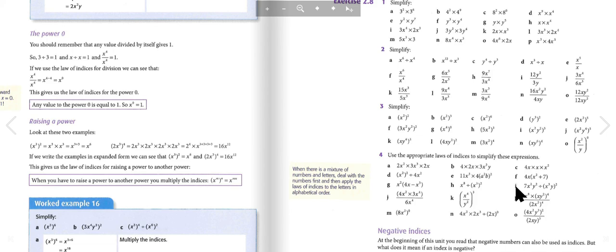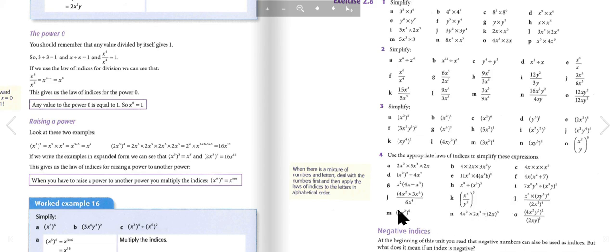7x squared y squared divided by x cubed y squared. 4x squared times 3x to the power of 4 divided by 6x to the power of 4. x to the power of 4 divided by (y squared) cubed. x to the power of 8 times (xy squared) to the power of 4 over (2x squared) to the power of 4.